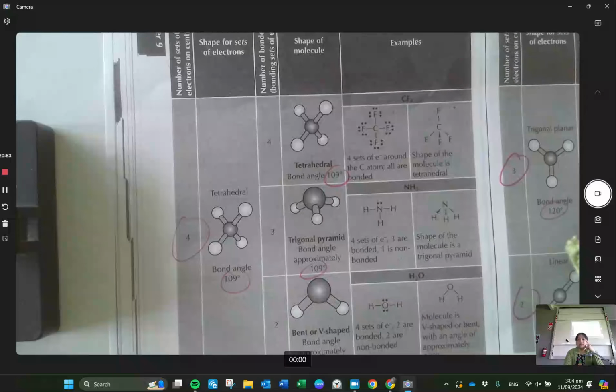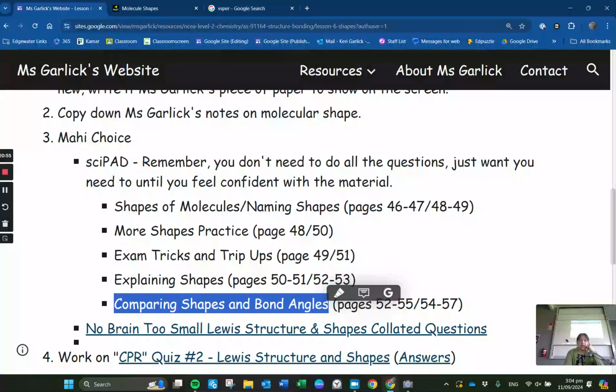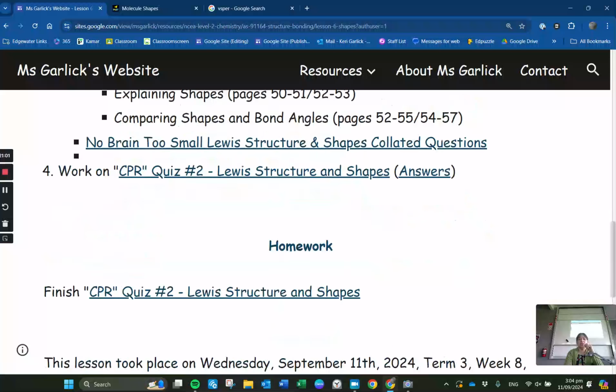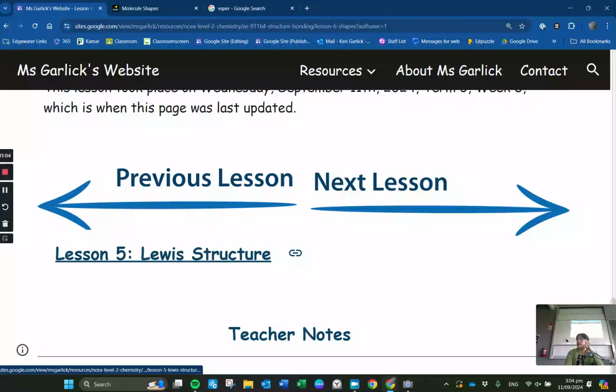I do want to point out the CPR question, just so you guys can see a yucky example. I put the no-brainer ones too, so you can start doing those questions.